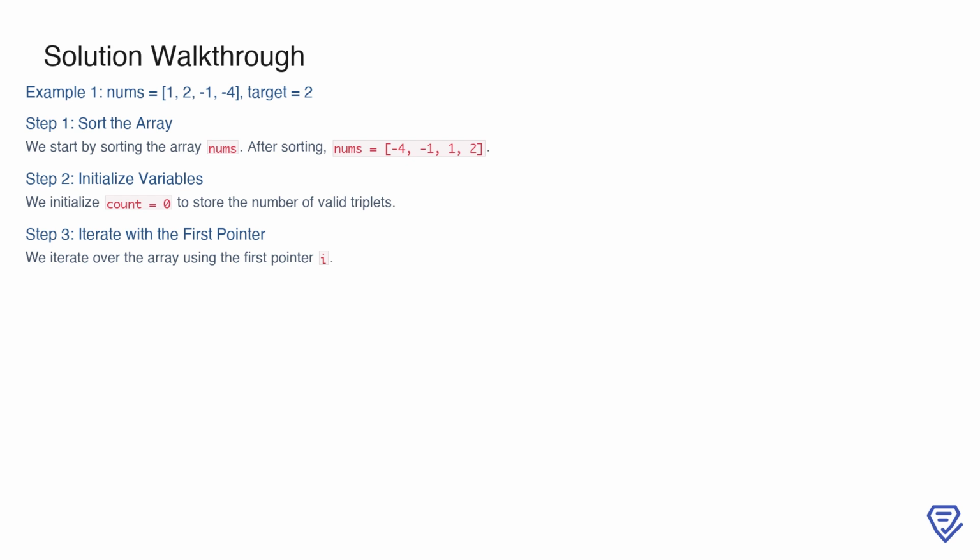Next, we initialize a variable, count, to 0. This will keep track of the number of triplets whose sum is smaller than the target. Finally, we start iterating through the array using the first pointer, i. This pointer will represent the first number in each potential triplet. By controlling the first pointer, we can systematically explore all possible combinations of three numbers in the array.